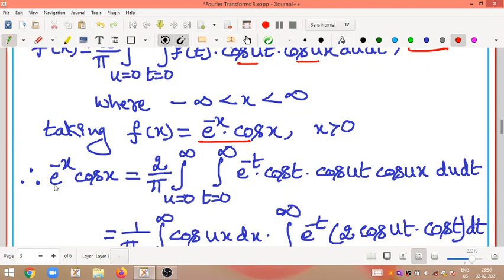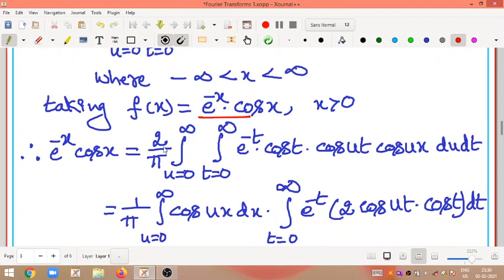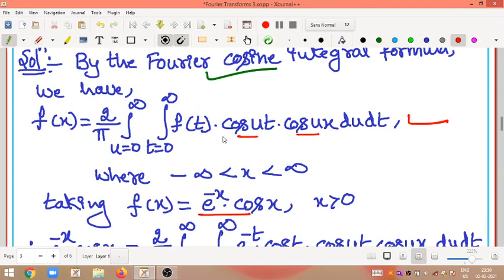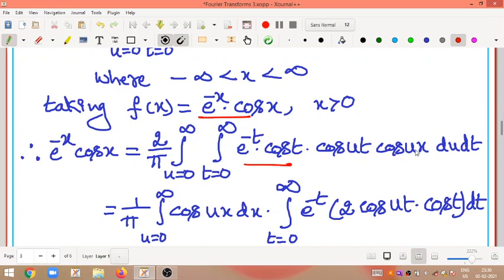So that's why e power minus x into cos x is equal to 2 by pi into integral 0 to infinity, integral t is equal to 0 to infinity, this one function value e power minus t cos t into, in this formula we are applying f of t, which means e power minus t into cos t. Next cos ut write as it is, sin ux write as it is. Next we are splitting both the integrations.